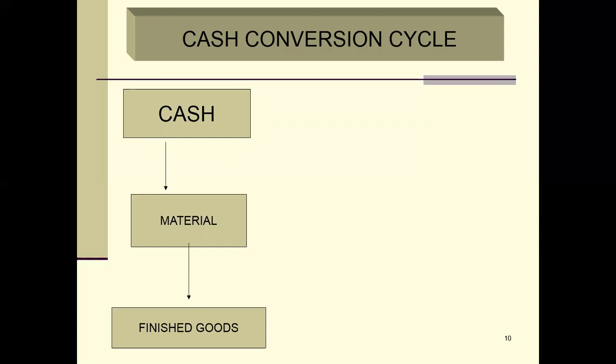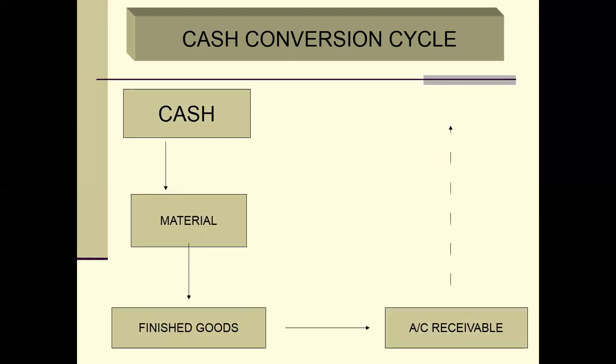Now you are planning to sell this stock. Once you sell this stock, it will convert into receivables, and receivables will take time. It may be recovered in 30 days, or if it's 60 days, and so on. Whenever this is recovered, it will change into cash again. So this is the entire cycle followed by a manufacturing concern.